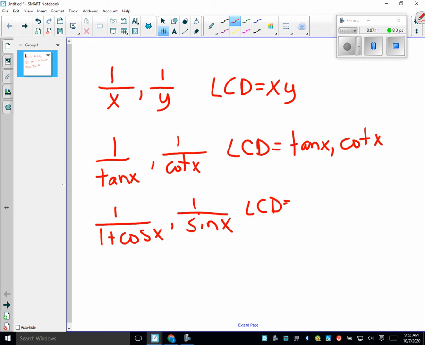Do you know? Let's go with the same philosophy. If I want a common denominator, I just multiply my denominators together. Is that right? So my common denominator would be sine of x times 1 plus cosine of x.